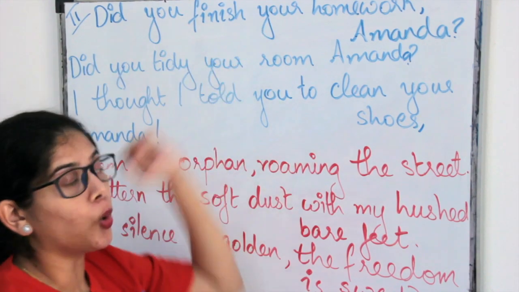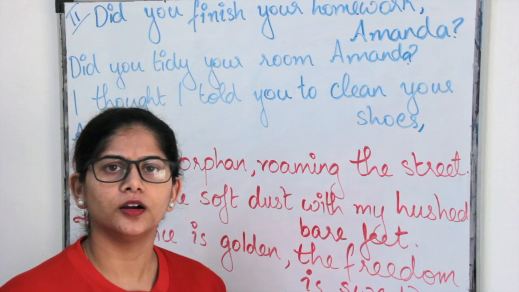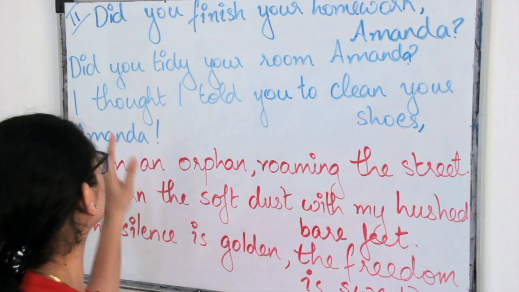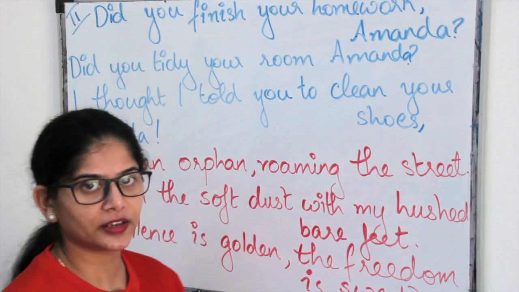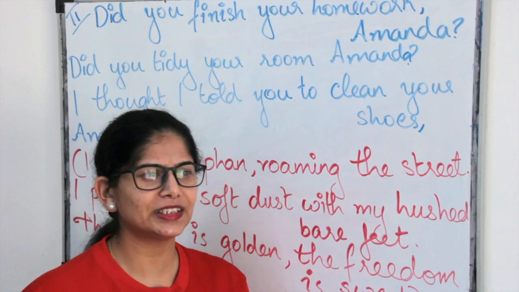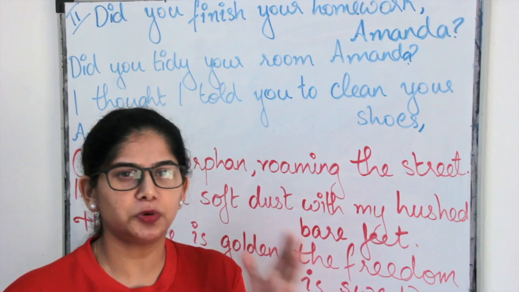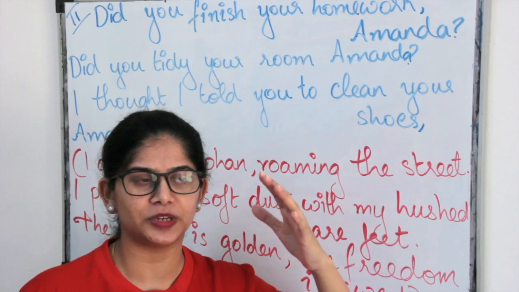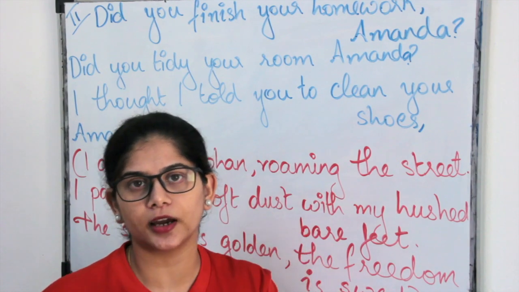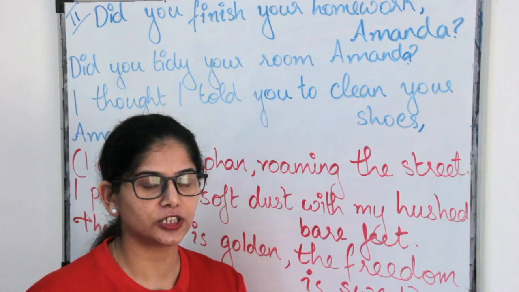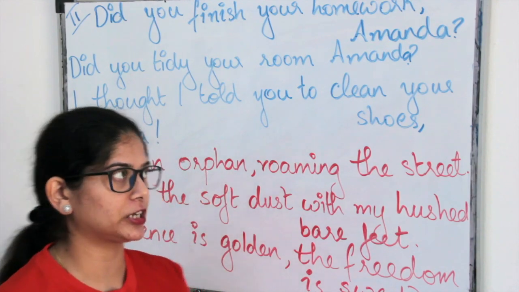Did you finish your homework, Amanda? You're supposed to finish your homework, and you didn't do that till now. Did you tidy your room, Amanda? Did you clean your room? So you can see the mother is one person, just like you have in the military order and things, right? She wants everything to be kept clean and tidy. She doesn't like things to be very bad. She wants everything to be perfect.